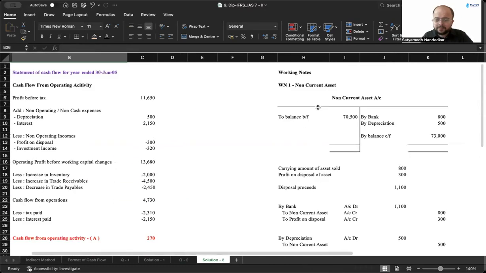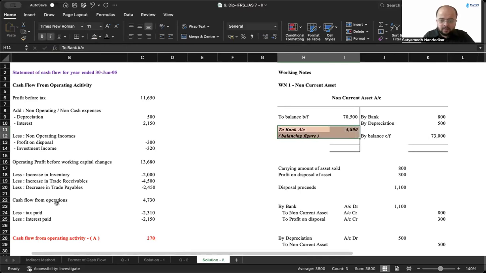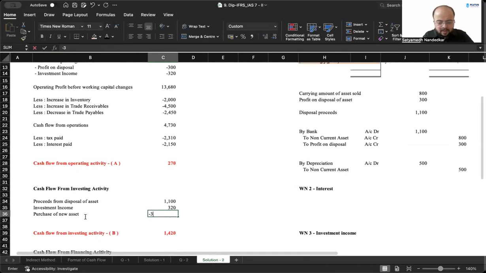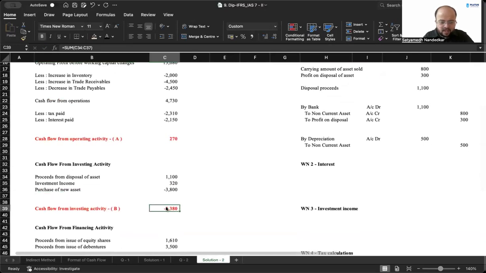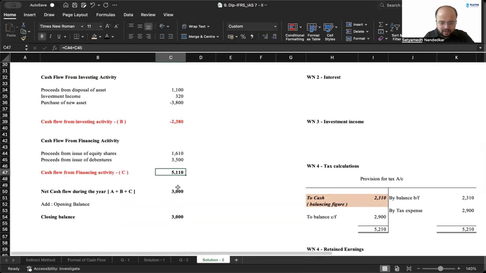Now look at my non-current asset account. I have posted all the entries. Now I need only look at the calculation of the balancing figure. How much is the balancing figure? The balancing figure is 3,800. This is naturally the amount paid for purchase of new asset. So purchase of new asset minus 3,800. What is your cash flow from investing activity? Minus 2,380. 5,110 is cash flow from financing activity.